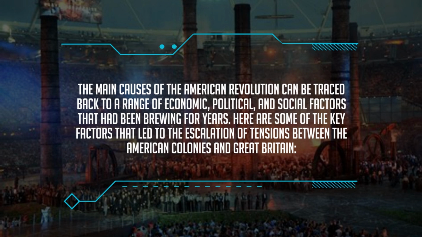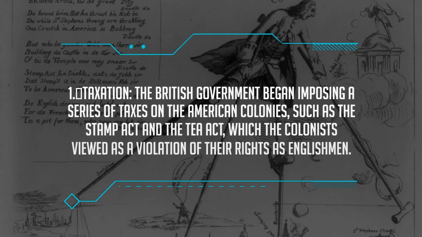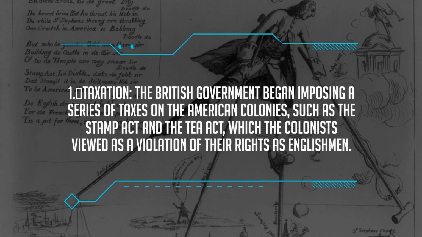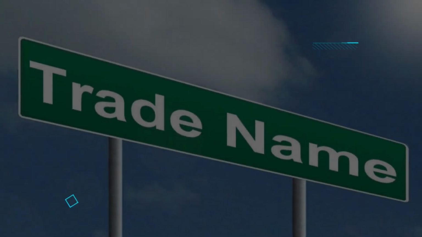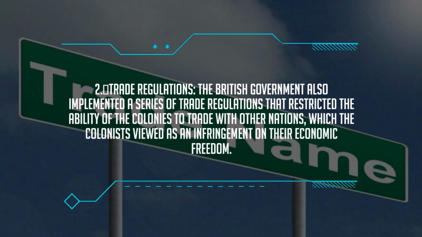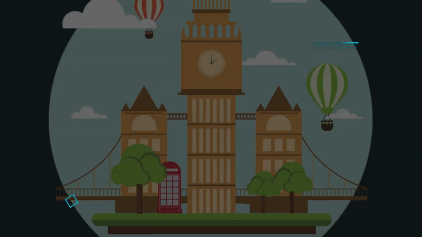Here are some of the key factors that led to the escalation of tensions between the American colonies and Great Britain. 1. Taxation. The British government began imposing a series of taxes on the American colonies, such as the Stamp Act and the Tea Act, which the colonists viewed as a violation of their rights as Englishmen. 2. Trade regulations. The British government also implemented a series of trade regulations that restricted the ability of the colonies to trade with other nations, which the colonists viewed as an infringement on their economic freedom.